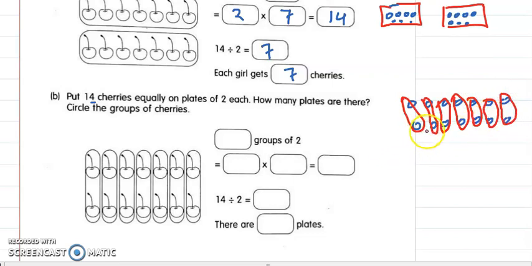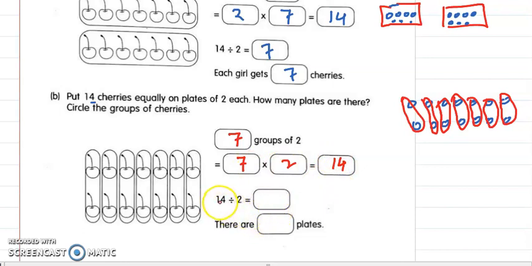So here I will have how many groups now? 1, 2, 3, 4, 5, 6, 7. So there are 7 groups of 2. So 7 groups of 2 can be written in this form: 7 times 2. And if we count the total, we have already learned this in multiplication, that 7 times 2 will be equal to 14.